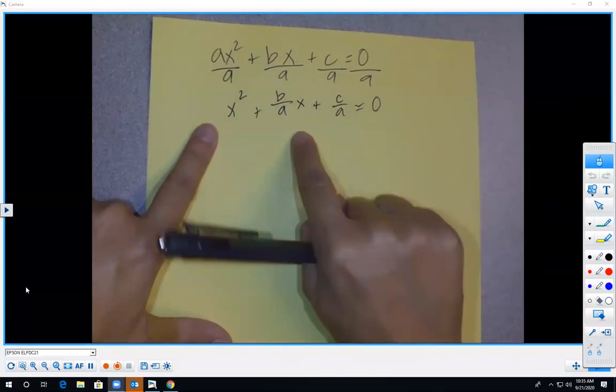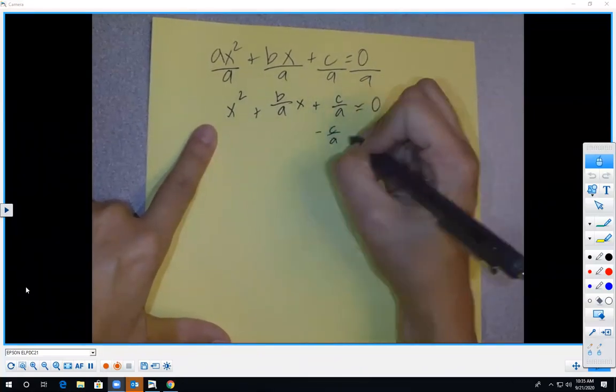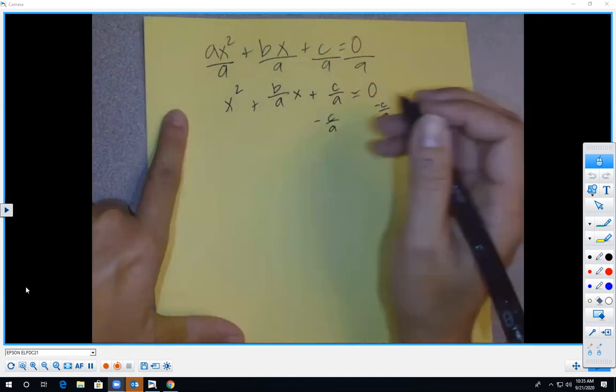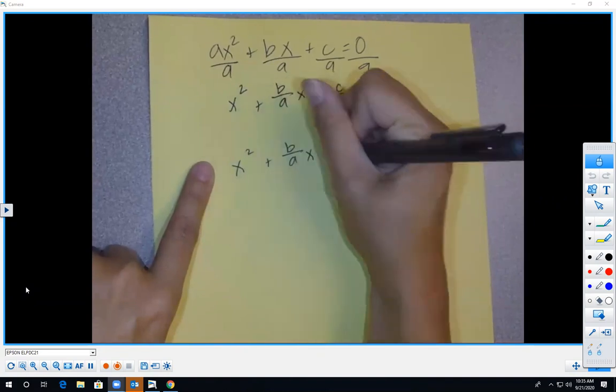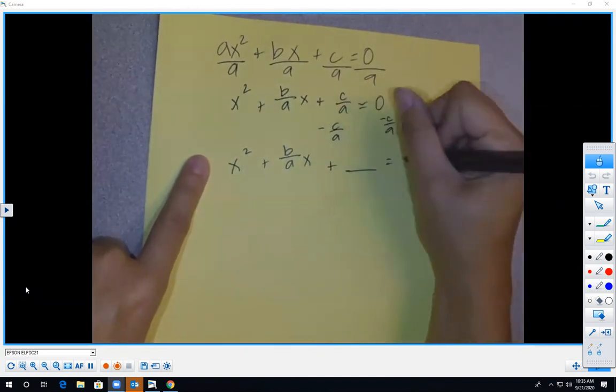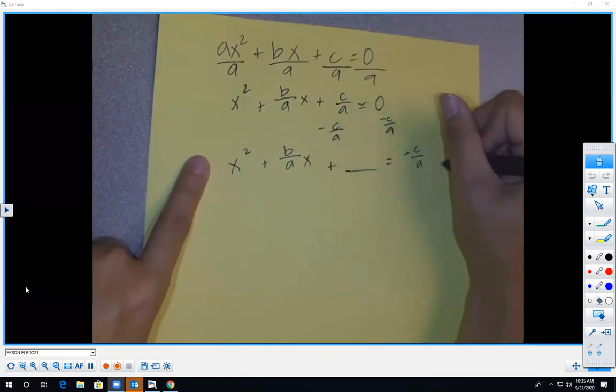Okay, if I want to complete the square, this number needs to move over to the other side, and I want to put a blank there. So I'm going to subtract this c divided by a from both sides. So I get x squared plus b divided by a times x plus blank equals negative c divided by a plus blank.